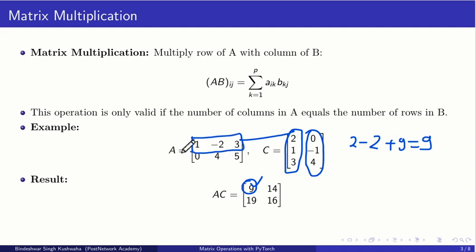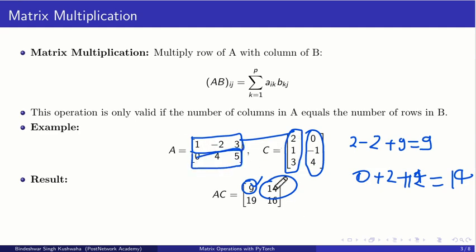Just see: 1 into 0, so that is 0, then 2 into minus 1, that is minus 2, and 3 into 4. 3 into 4 would be 12, not 14. So the total is 14, and you get the same. For the others, you multiply this row by this column, and that will come 19. The second will come 10. You can try yourself.